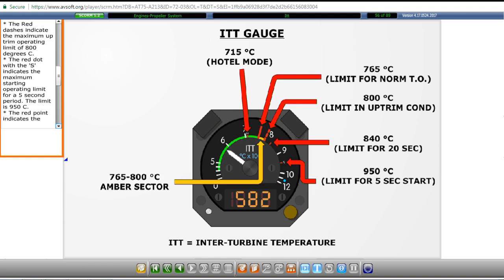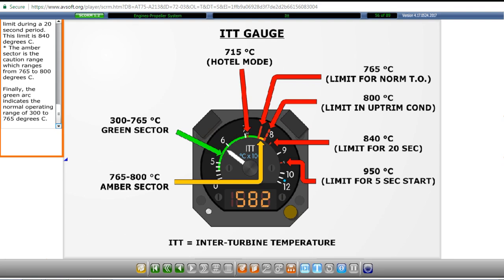The amber sector is the caution range, which ranges from 765 to 800 degrees Celsius. Finally, the green arc indicates the normal operating range of 300 to 765 degrees Celsius.